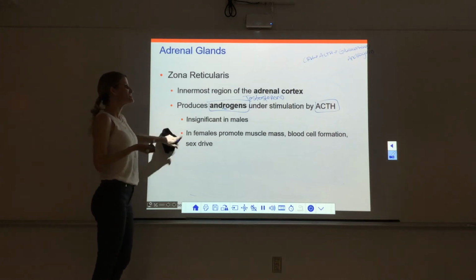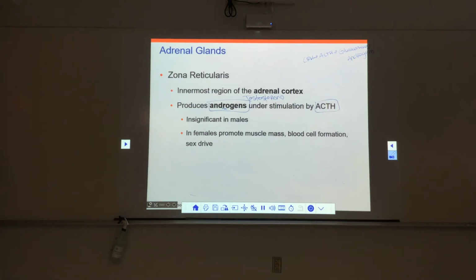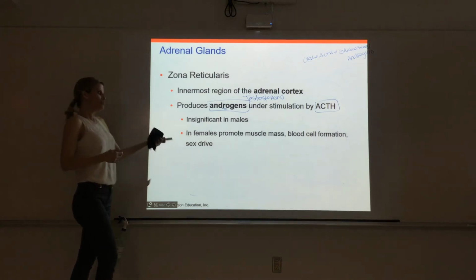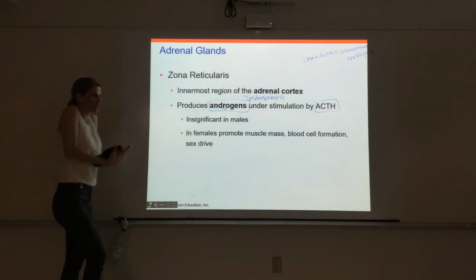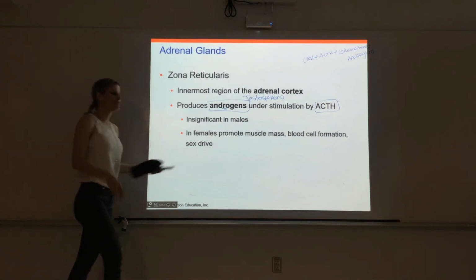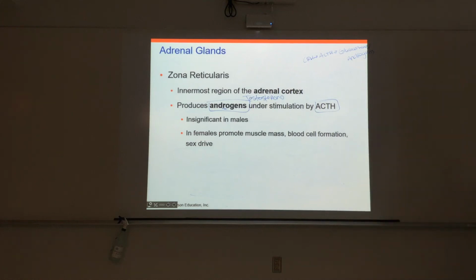women. Okay, so they stimulate things like muscle mass, okay, blood cell formation. Remember we said that's one of the reasons why males have that higher concentration of blood cells because of all the testosterone. We have less testosterone, so we have less red blood cell formation. And then also sex drive. Okay, androgens are very important for maintaining sex drive. So these adrenal cortex androgens are important in women for that purpose.